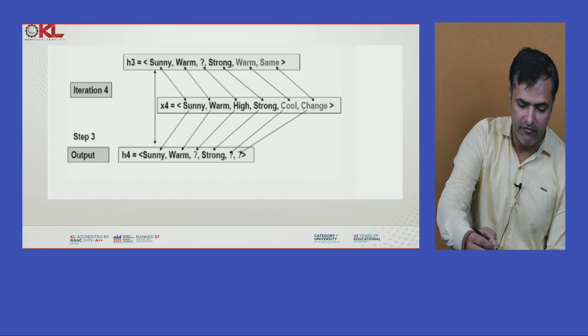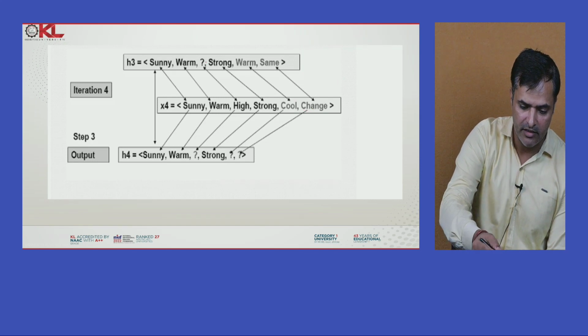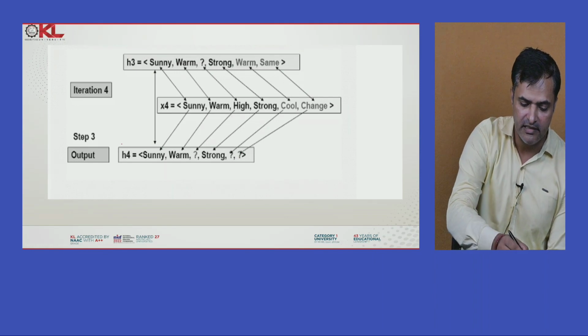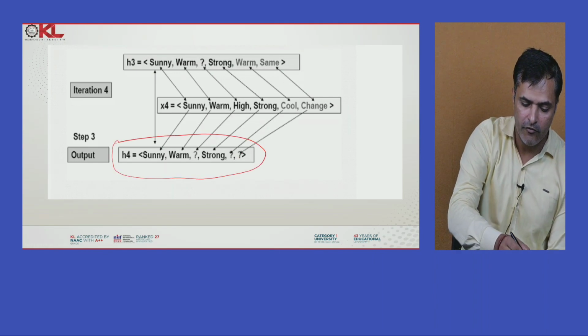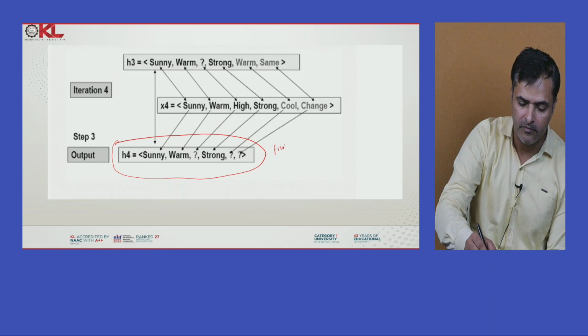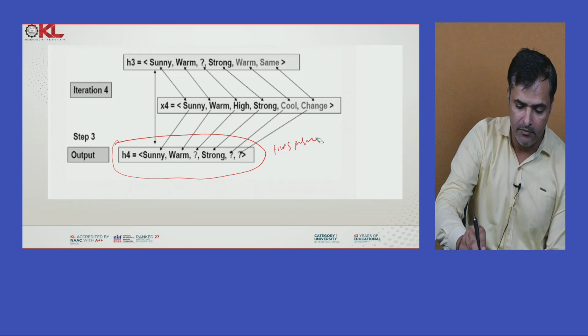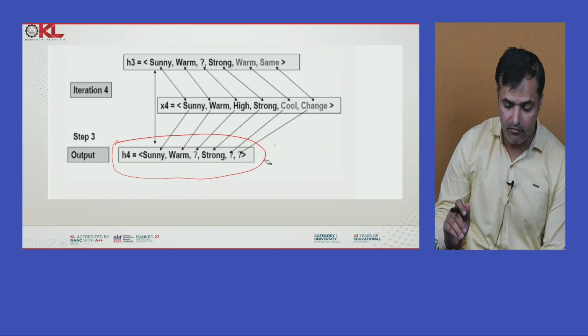So then we have Sunny is there, Warm is there, the question mark stays as it is, Strong stays as it is, then Cool and Change, the changes are there. Changes means we have to mark the question mark. This is the output of the Find-S problem. Find-S problem, and it will be solved.